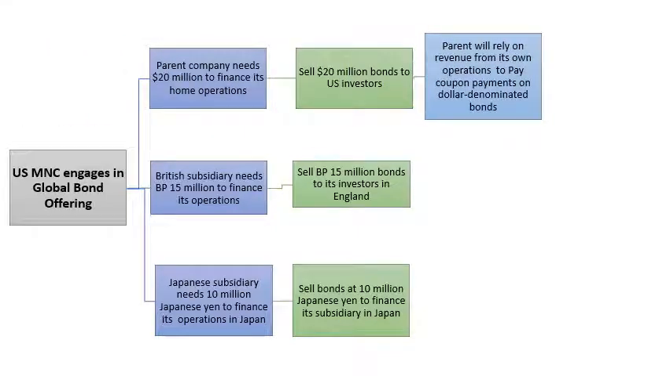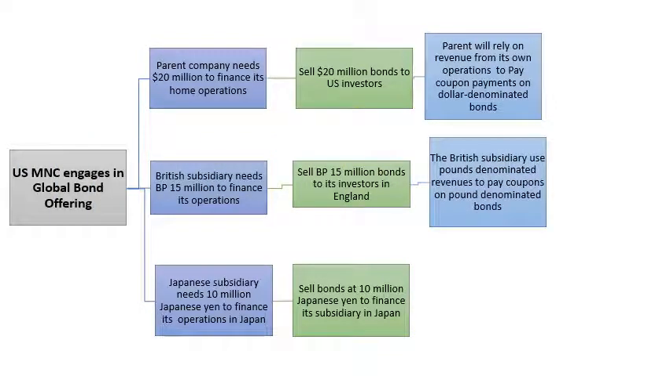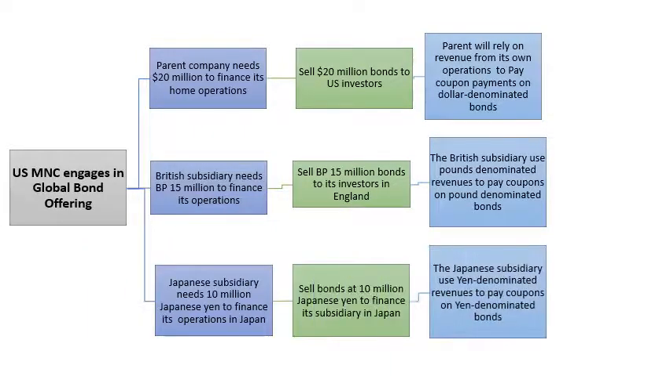So the parent will rely on revenues from its own operations to pay coupon payments on dollar-denominated bonds, and the British subsidiary will use pound-denominated revenues to pay coupons on pound-denominated bonds. And the Japanese subsidiary will use yen-denominated revenues to pay coupons on yen-denominated bonds.